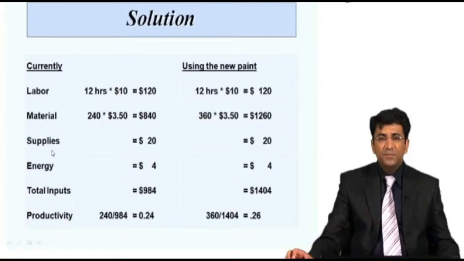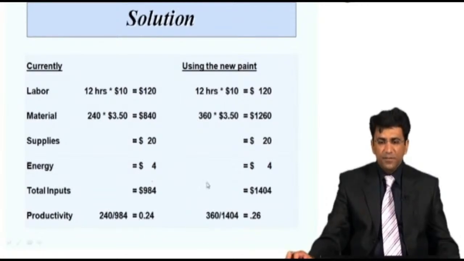Supply cost is given as per day cost, so it will remain as $20. Energy cost is $4. So all these are the different inputs. If we add up all of these inputs, it will become $984. Now as I told you that 240 is our output, so productivity is equal to output over input. We have calculated input by taking into account all of these factors. So before the use of new paint, its productivity will be 0.24.